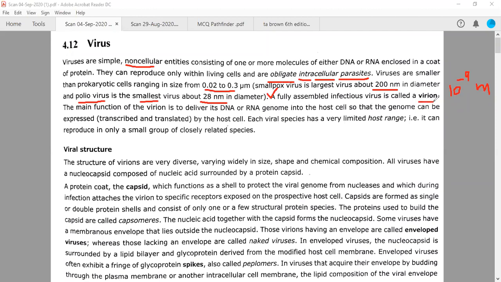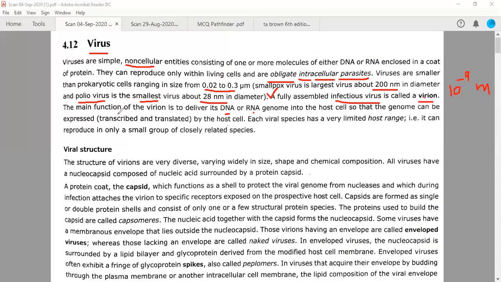So now you need to remember the difference between these two terms, virus and virion. Viruses are intracellular parasites; they are present inside the cell. A virion is the fully assembled infectious viral particle which can exist outside the cell and infect that particular cell, right? The main function of this particle is to deliver its genome, whether it is a DNA or RNA genome, into the host cell so that the genome can be expressed.